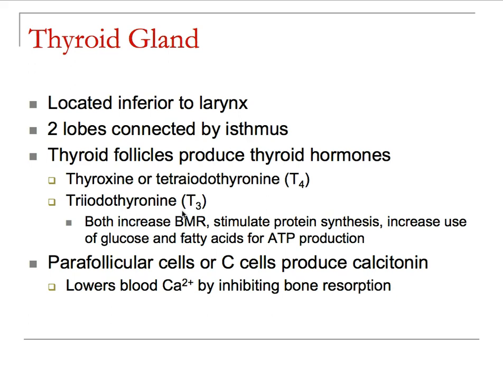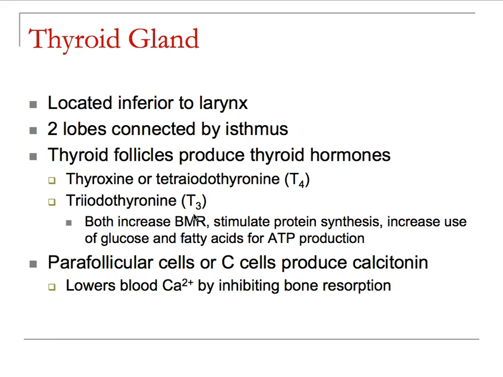The thyroid follicles produce two thyroid hormones, T3 and T4. Both increase basal metabolic rates. Okay? They stimulate protein synthesis, which is anabolism, and they increase the use of glucose and fatty acids for ATP production. So, from this day forward, you understand that when you increase T3 and T4 inside the body, you increase cellular activity, and therefore, you're going to make more proteins. You're going to use glucose and fatty acids as the energy source, and ultimately, you'd expect the body to get warmer.